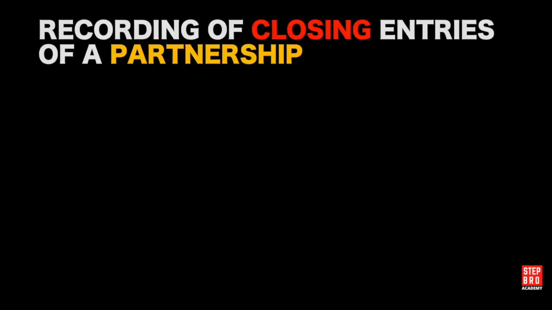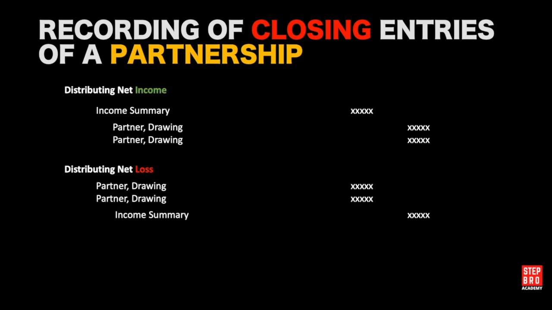The indirect method of closing accounts is used in the closing of entries for a partnership. In the indirect method, net income or net loss is closed against the drawing account before the drawing account is closed against the capital account. Net loss will be closed against the drawing accounts if the income summary has a debit balance. The income summary will then be credited and the drawing accounts of the partners will be debited in the closing process.